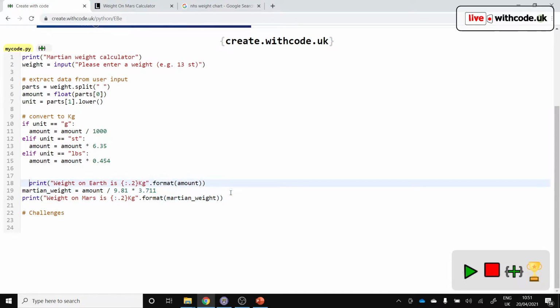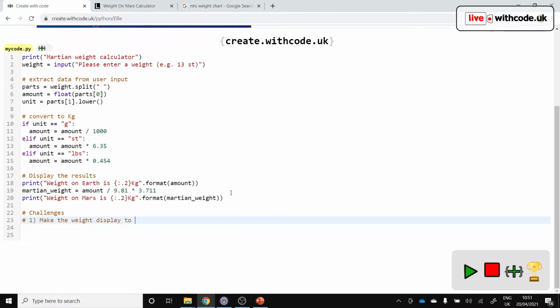Let's also display the results. Challenge 1. Make the weight display to 3 decimal places so that you can see the grams. So to do that, all you've got to do is change this value here to make it display to 3 decimal places.